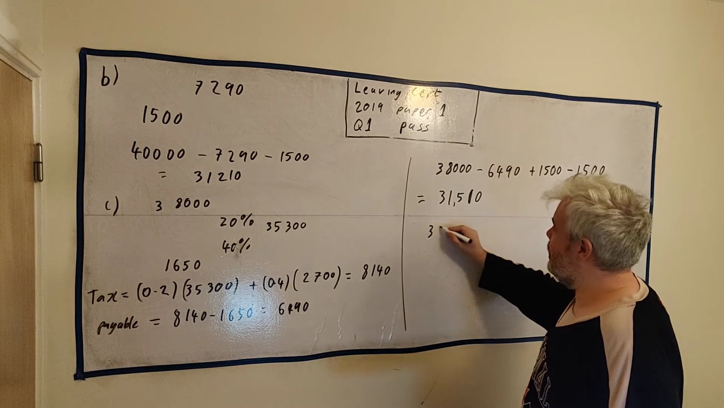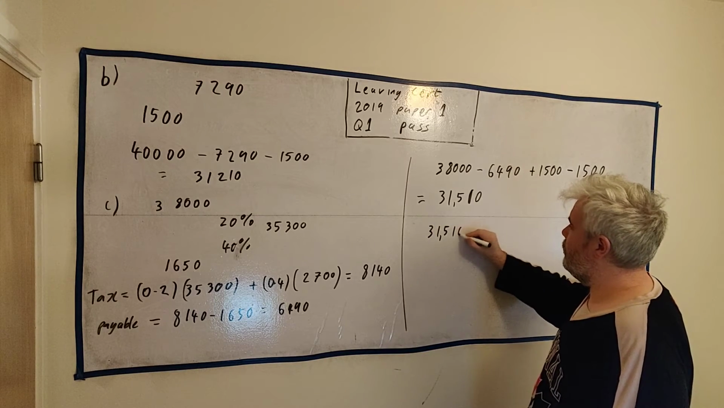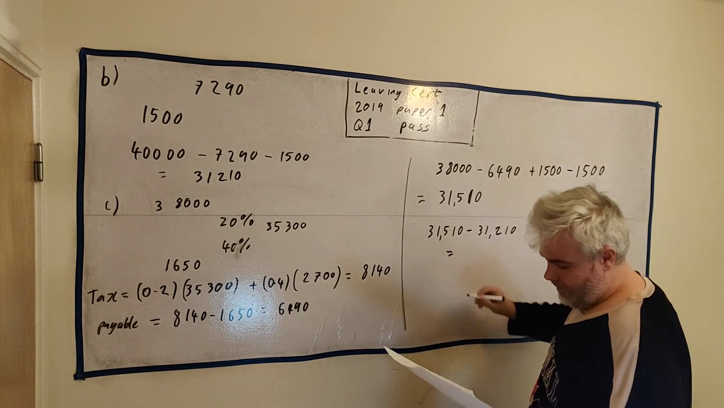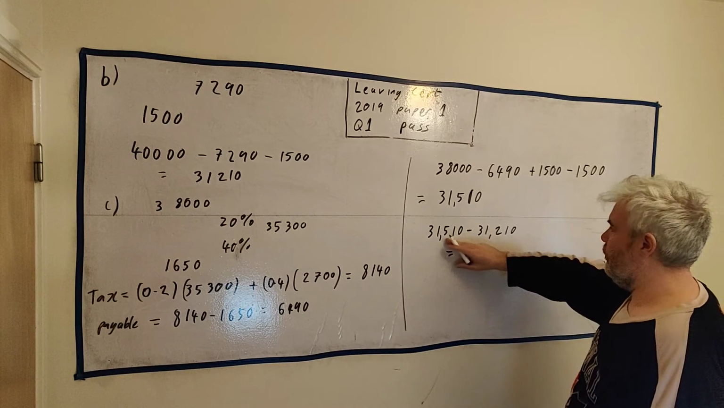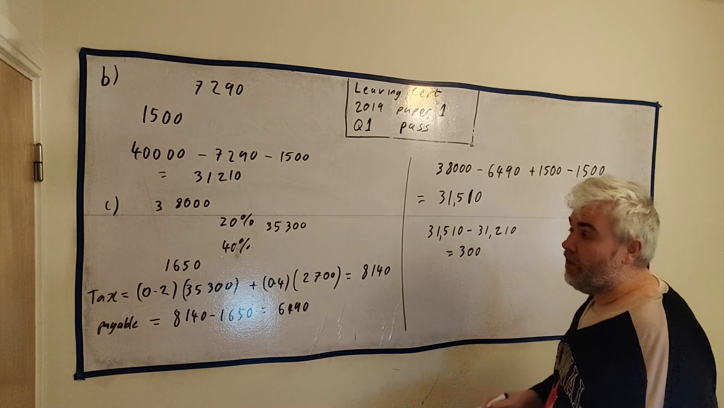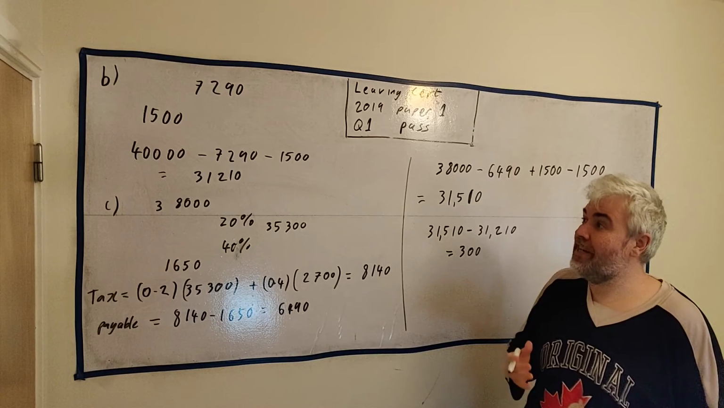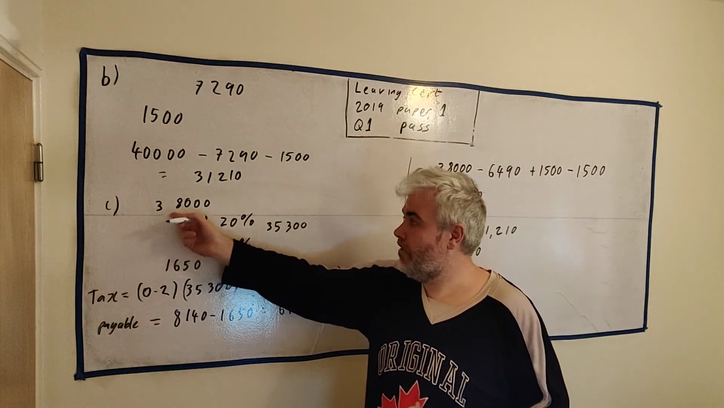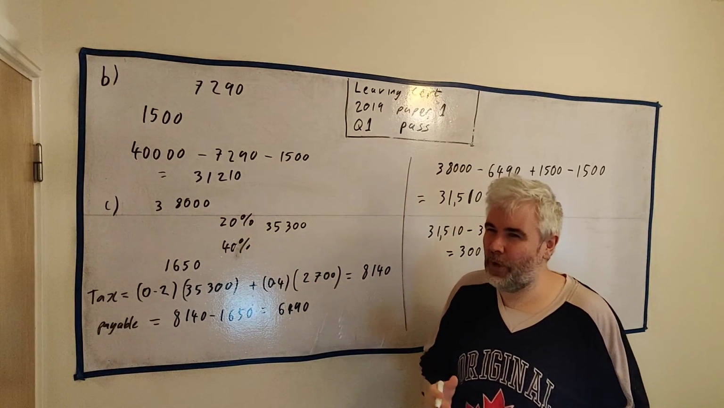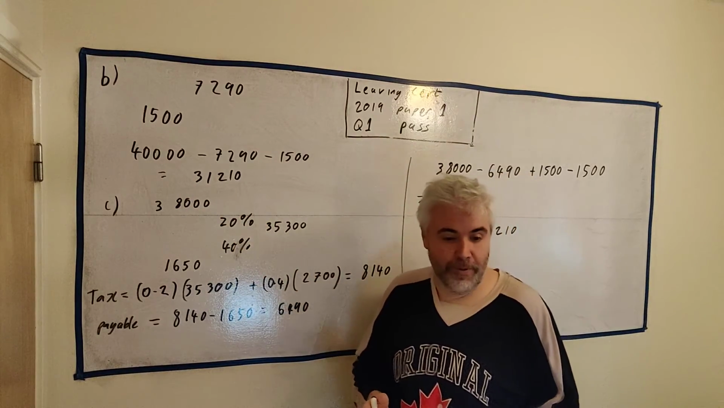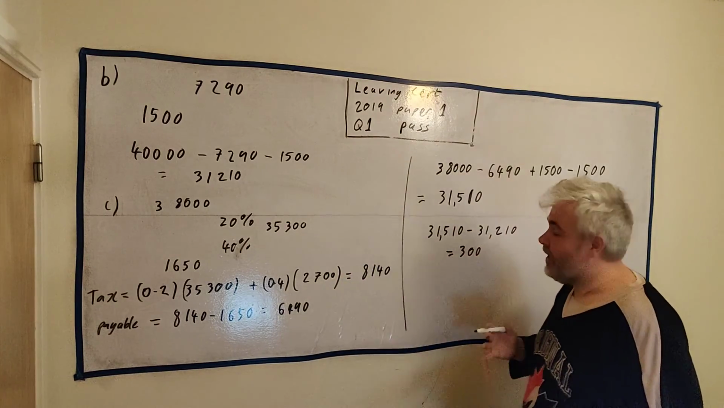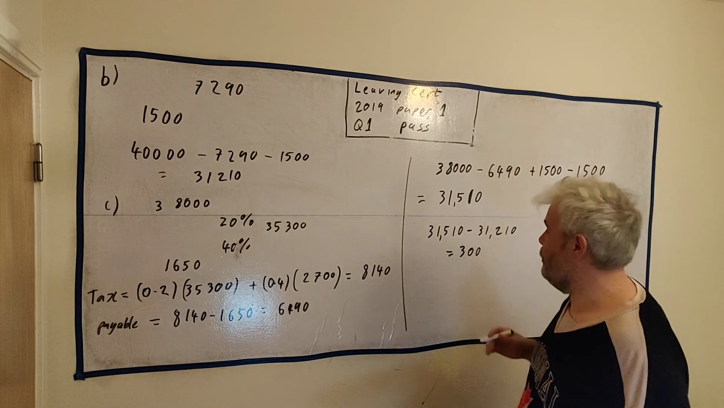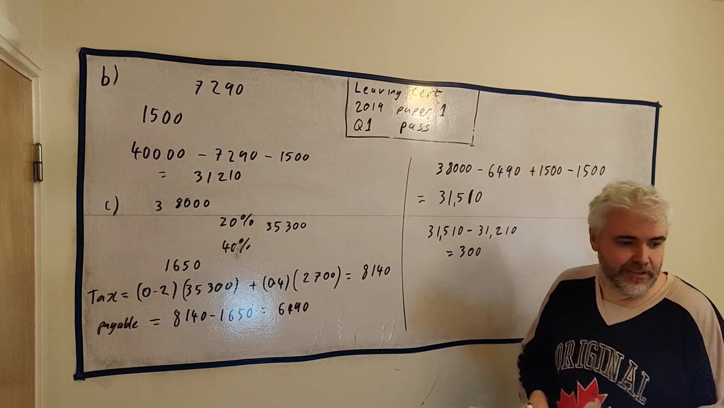So how much did they increase? 31,510 minus 31,210. That is equal to 300. Her net income increased by 300. Even though she got paid 2,000 less, she also got the bonus of 1,500. So maybe she got paid 500 less. Either way, she got paid less, but she actually ends up with more money because some of the money was tax-free. Okay, that's the answer to question one.